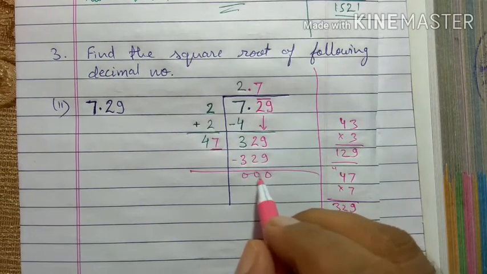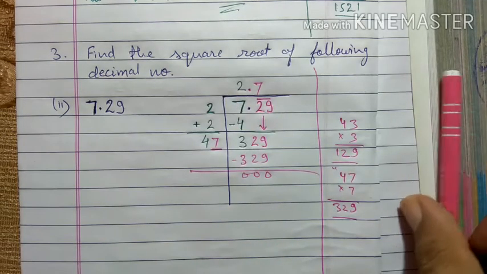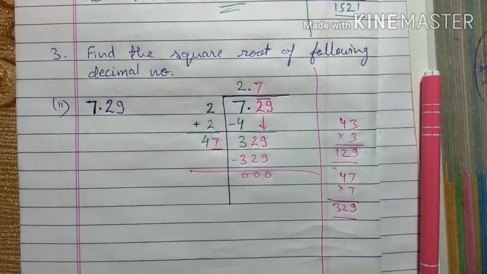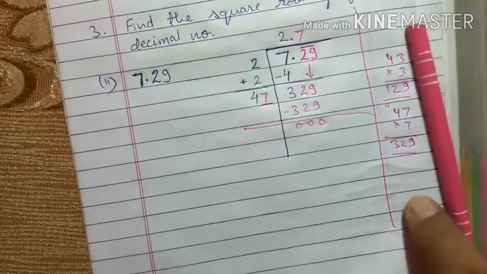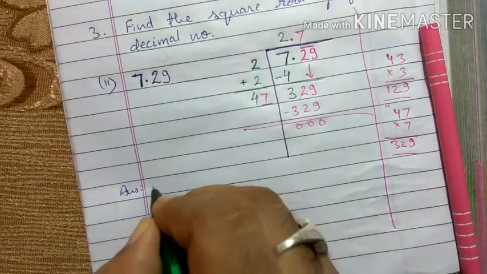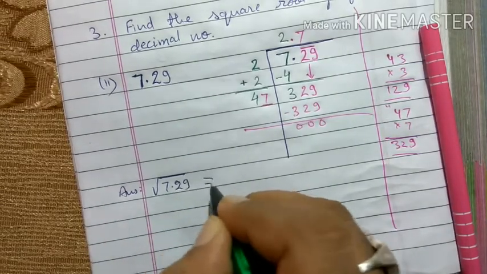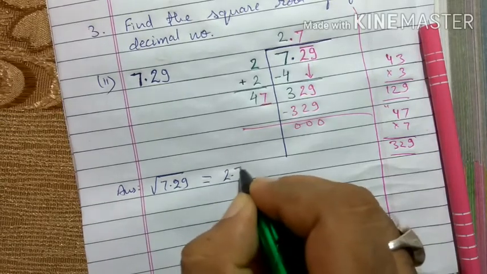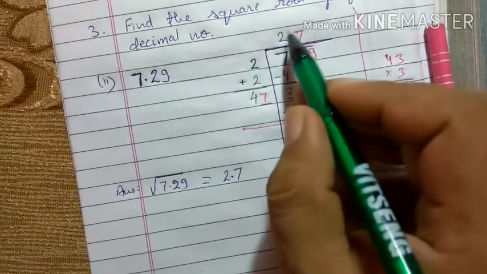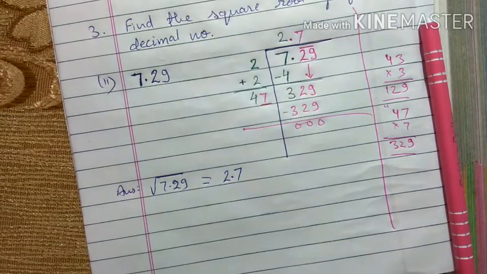Once the remainder is 0, we get 2.7 as the square root of 7.29. So we write down the answer: the square root of 7.29 is equal to 2.7. Okay, this is our result, 2.7. The quotient is the square root of this number, right? So come to the next, the third question.